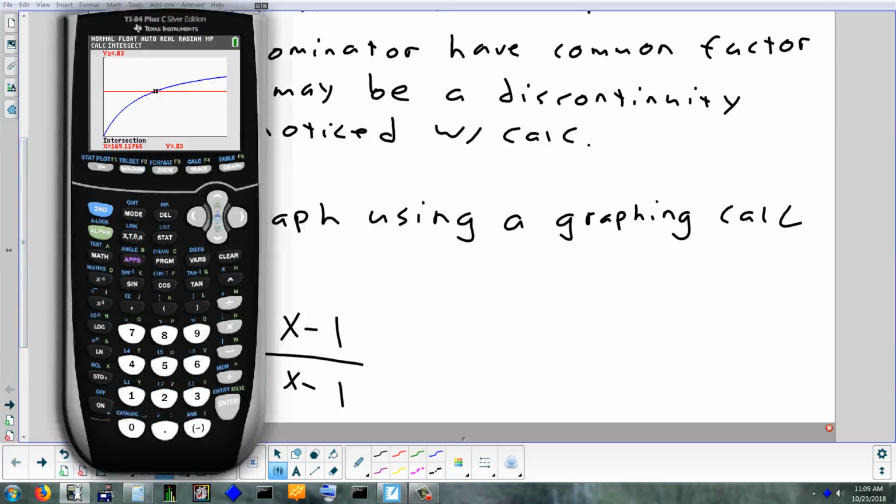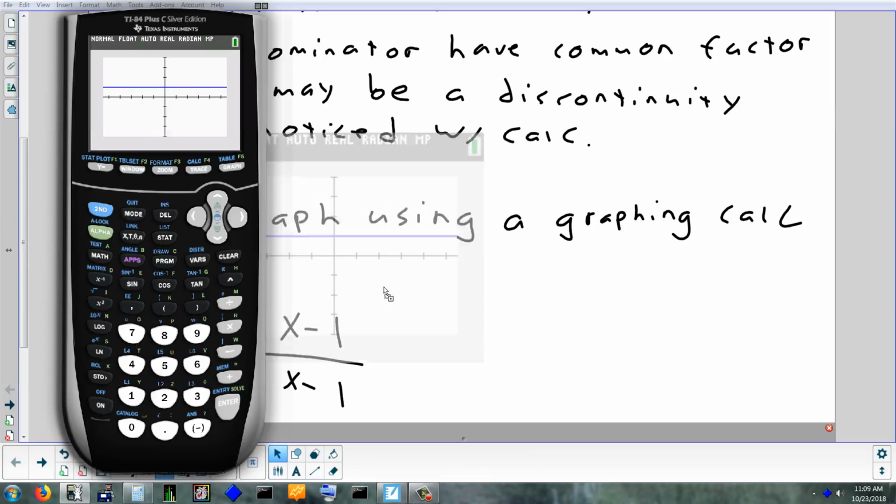So basically, it looks like we're dividing two things that are the same. When you divide two things that are the same, you get 1. Well, it's almost going to look like the line y equals 1, except there's going to be a hole in it. So let's do x minus 1 divided by x minus 1. So we hit graph. Zoom 6 or zoom 7, doesn't really matter. But there's your graph. So it looks like it's a horizontal line at 1.